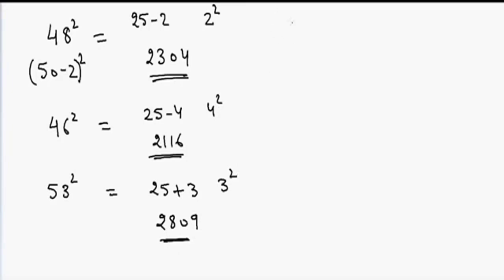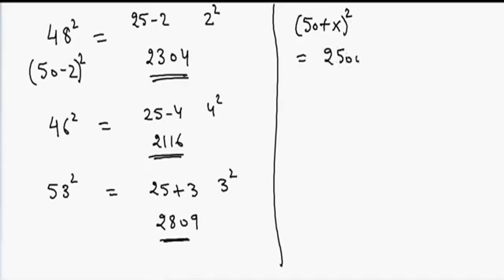Let's look at the left side. If we have something close to 50, it can be written as (50 plus x) square, and (50 plus x) square can be written as 2500 plus 100x plus x square, which is equal to (25 plus x) into 100 plus x square.